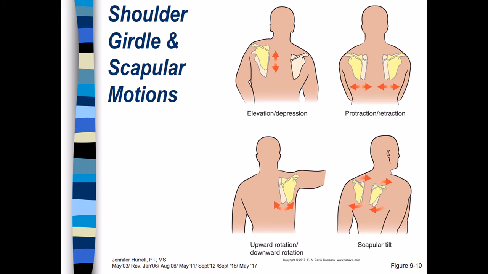Scapular protraction happens when the scapula moves away from the posterior midline. And anytime we move away from the midline, we call that abduction. So protraction and abduction are synonymous with one another.